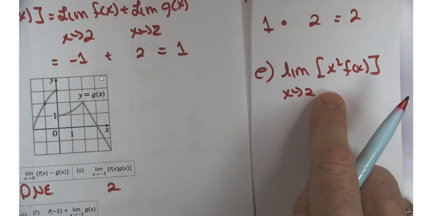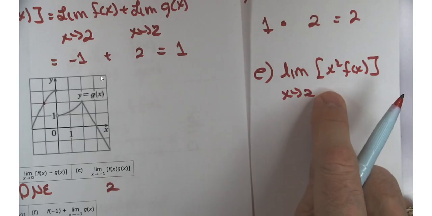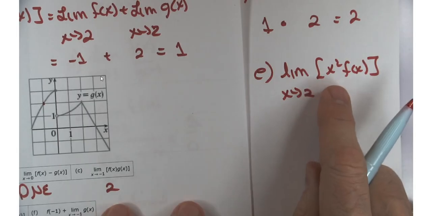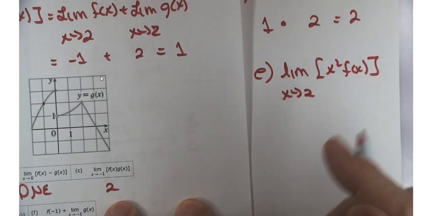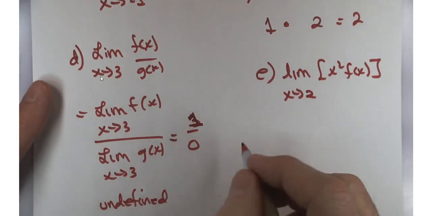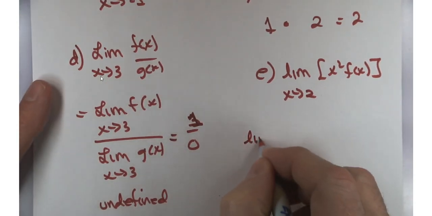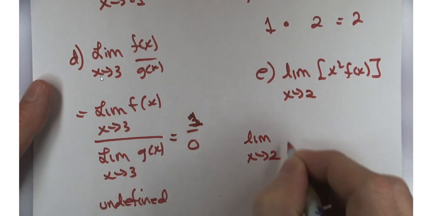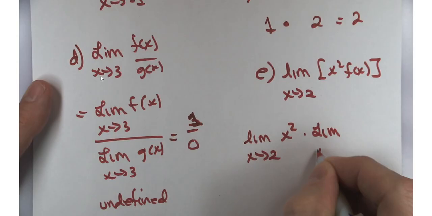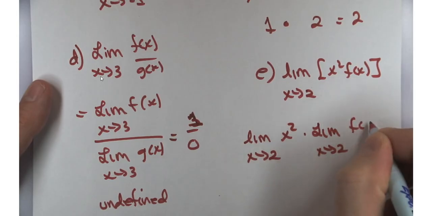You needed a little bit of cleverness to do this one. What's the key step in doing this one? Did anyone figure that one out? Do you have to square root? No, it's not a square root. It's kind of like what we did with example C. We're going to split that one up into the limit as x approaches 2 of x squared times the limit as x approaches 2 of f of x.